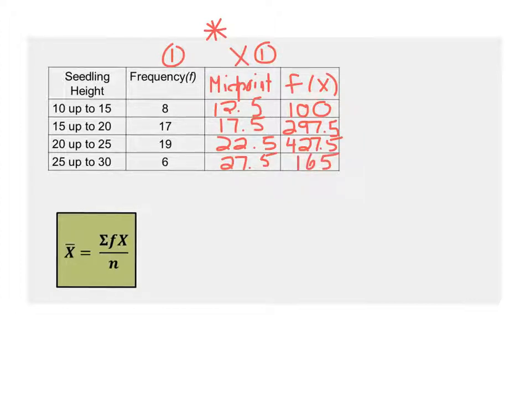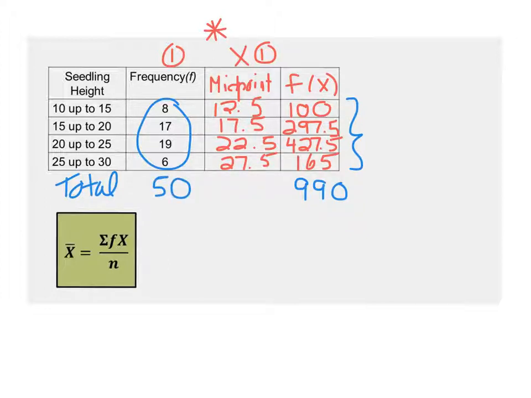Now our next step is we're going to do some totals here. So we're going to add these numbers first, and when we add those together, that gives us a total of 990. Our next step is to add our frequencies, which will give our total number of observations, and that is going to give us a value of 50.